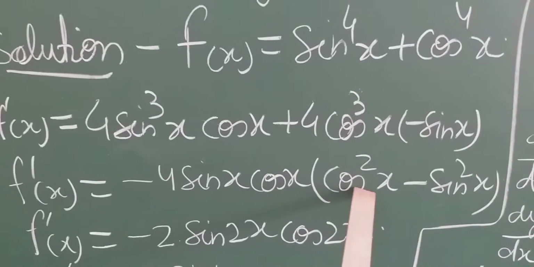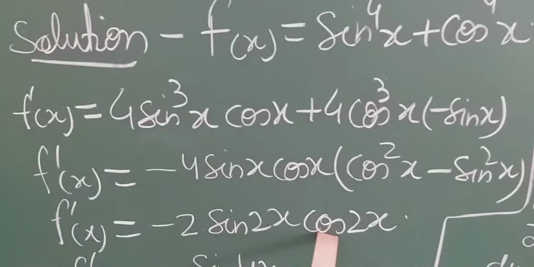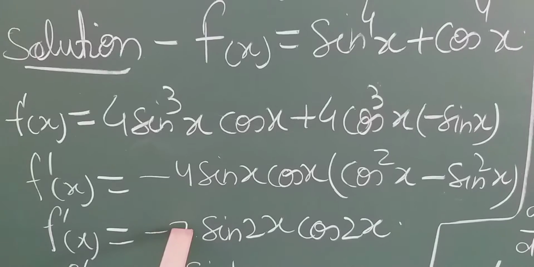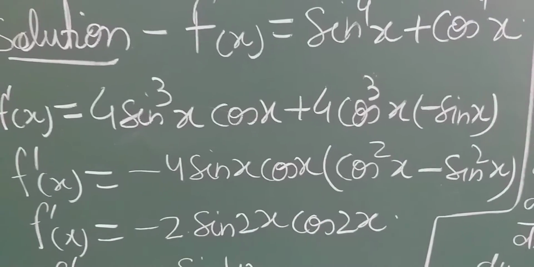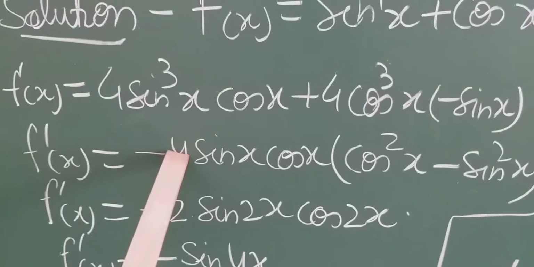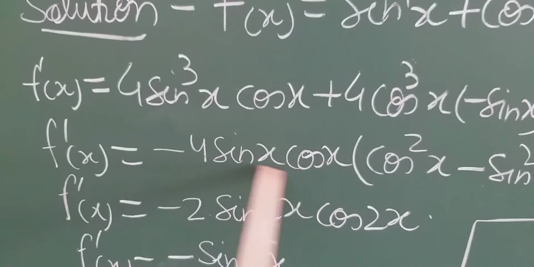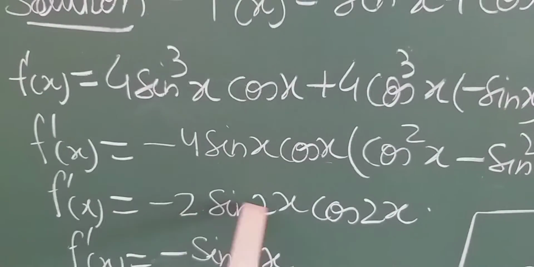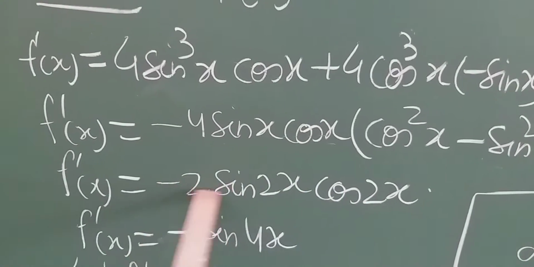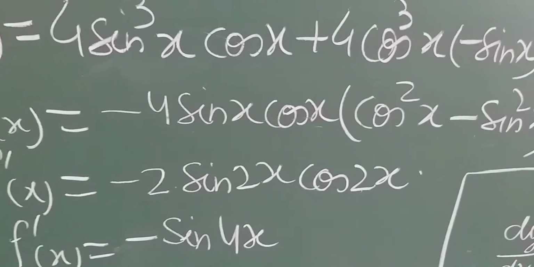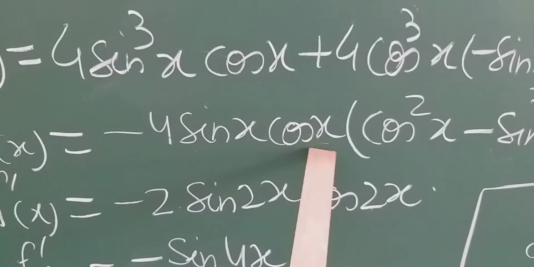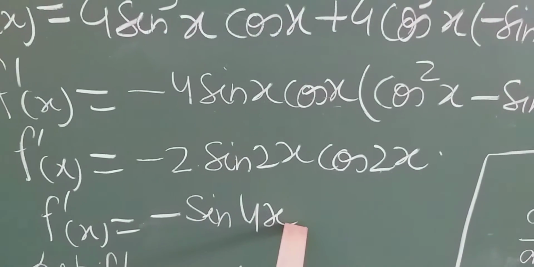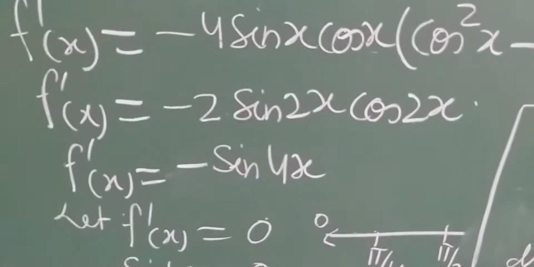This is the formula of cos 2x. So at this place we can write cos 2x. So f dash x equals minus 2 sin 2x cos 2x. And students, I have taken 2 sin x cos x equals sin 2x. So here is left minus 2 sin 2x cos 2x. And this is the formula of sin 4x, because we know that 2 sin x cos x equals sin 2x. So we can write 2 sin 2x cos 2x equals sin 4x. So f dash x equals minus sin 4x.